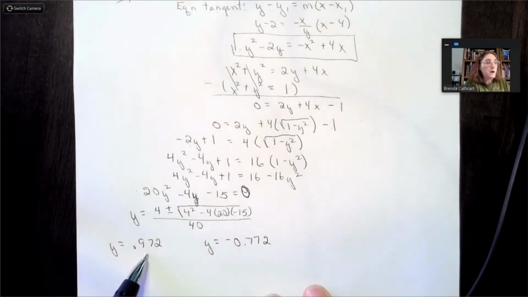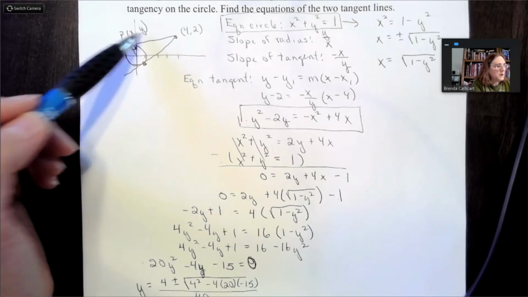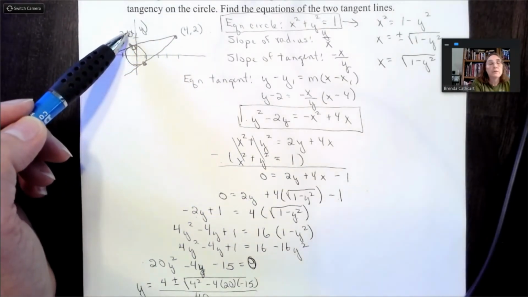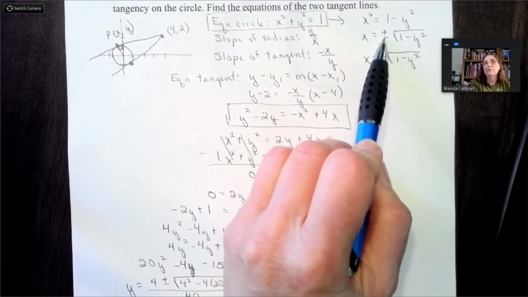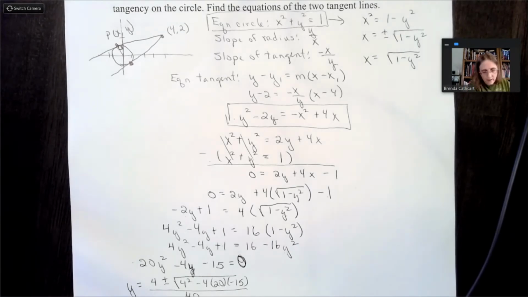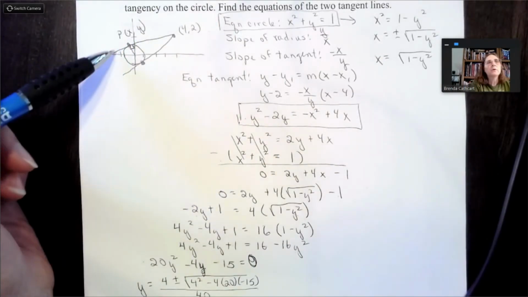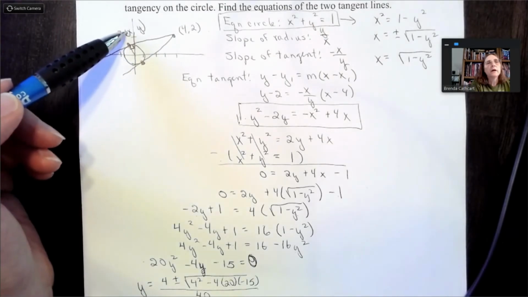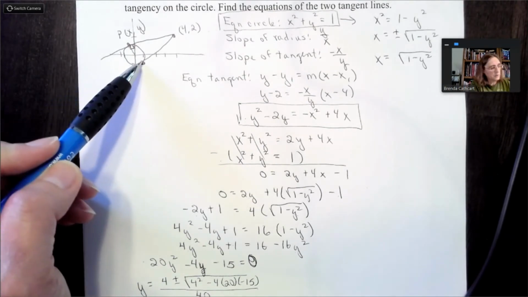Okay, when y is positive, if we go back and look at our original drawing here, x is going to be negative. So let's go back here to our equation, solve for x, and let's choose the negative possibility. So when we do that, we get x is equal to negative 0.236. When y is positive, we're on this part of the circle. Our x coordinate is negative, and when our y is negative, our x is going to be positive.